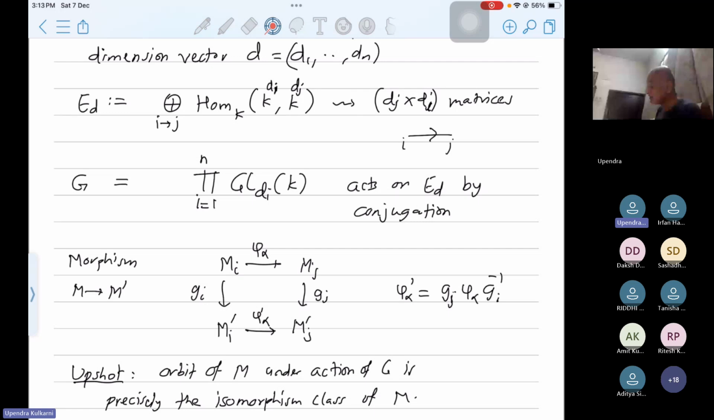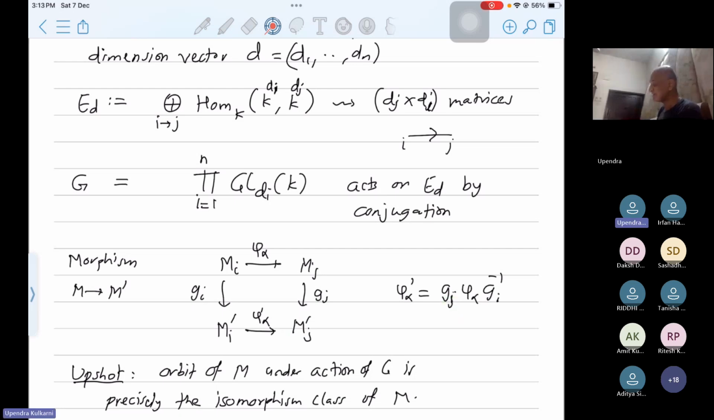But what does commutative diagram mean? It means that going this way is the same thing as going this way. That precisely means phi prime alpha is really the same thing as first g_i inverse, then phi alpha, and then g_j.